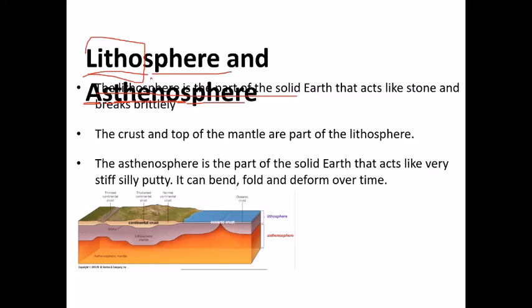Okay. So in order to have that convection of the mantle, which was illustrated in the last slide, you have to have sufficient pressure and temperature. So you can't just have cold rock that is moving that way. Okay, so the crust and the topmost part of the mantle are the lithosphere, and the bottommost mantle is the asthenosphere. So the asthenosphere is part of the solid earth, but it acts very much like stiff silly putty. It can bend, fold, and deform over time.